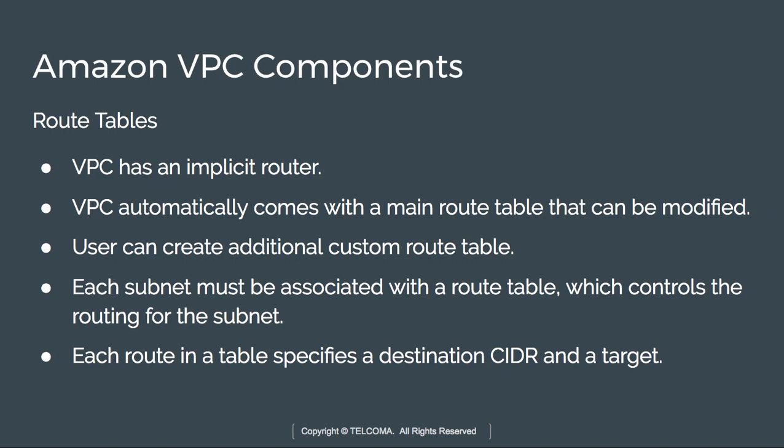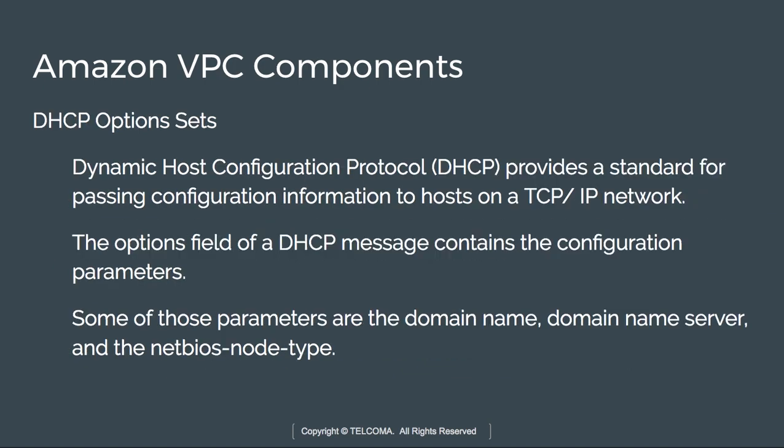Each route in a table specifies a destination CIDR and a target. Now what is CIDR? It is classless inter-domain routing. It defines the various subnets that we can create. So this is the very first component, which is route table. Next we have DHCP option sets.